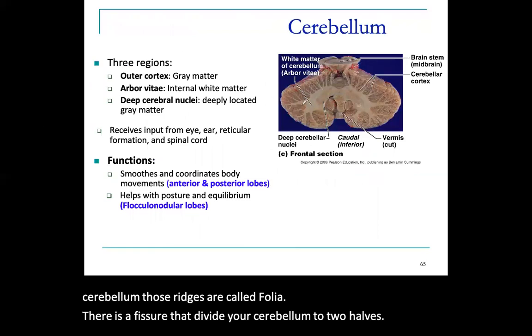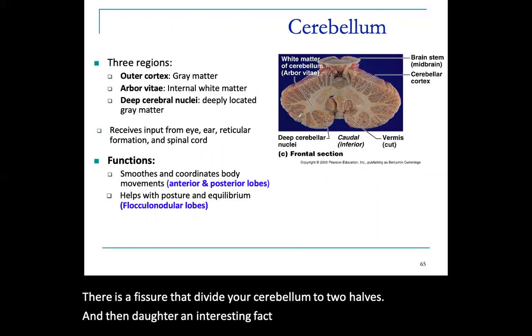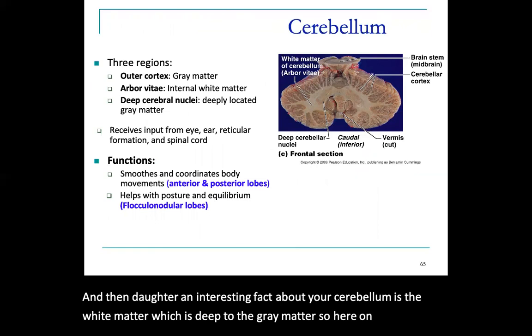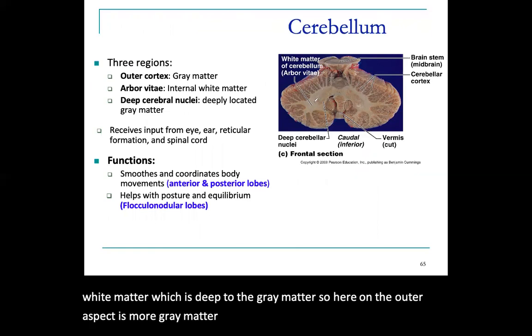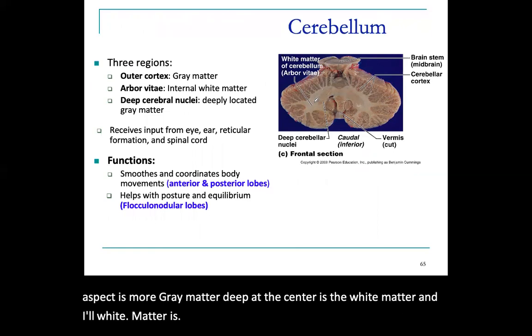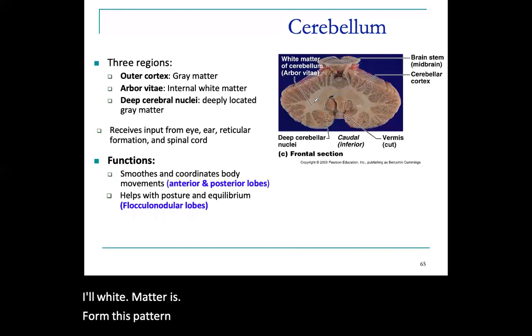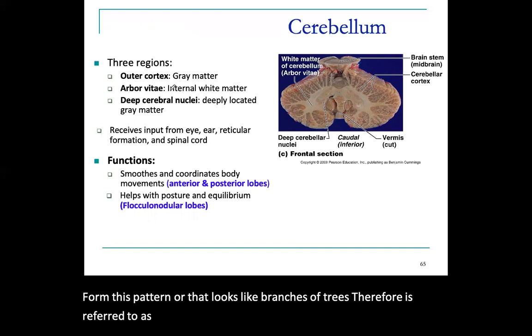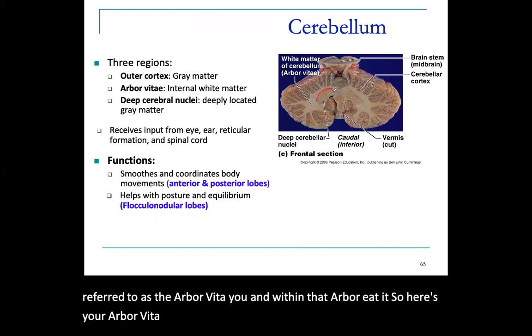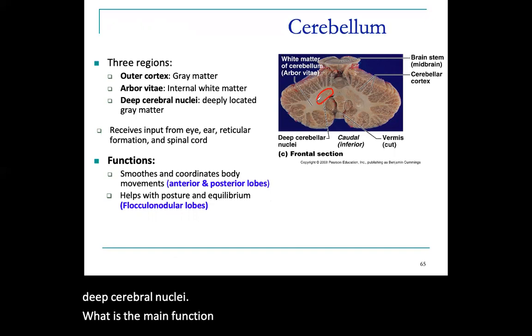The other interesting fact about your cerebellum is the white matter, which is deep to the gray matter. Here on the outer aspects is more gray matter. Deep at the center is the white matter. That white matter forms a pattern that looks like branches of trees. Therefore, it's referred to as the arbor vitae. And within that arbor vitae, you have other gray matter, which are your deep cerebellar nuclei.